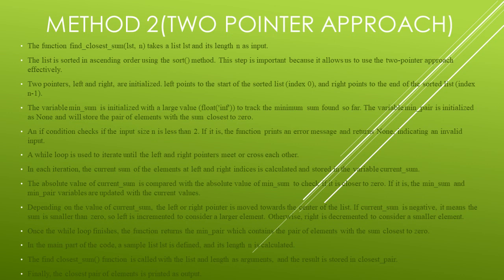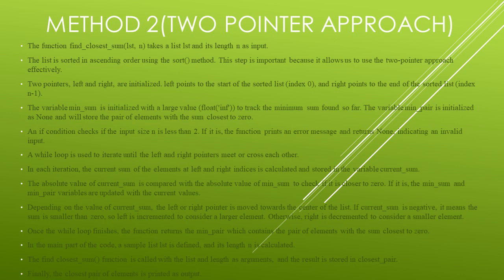Depending on the current value of current_sum, the left or right pointer is moved towards the center of the list. If current_sum is negative, it means the sum is smaller than 0, so left is incremented to consider a larger element. Otherwise, right is decremented to consider a smaller element.